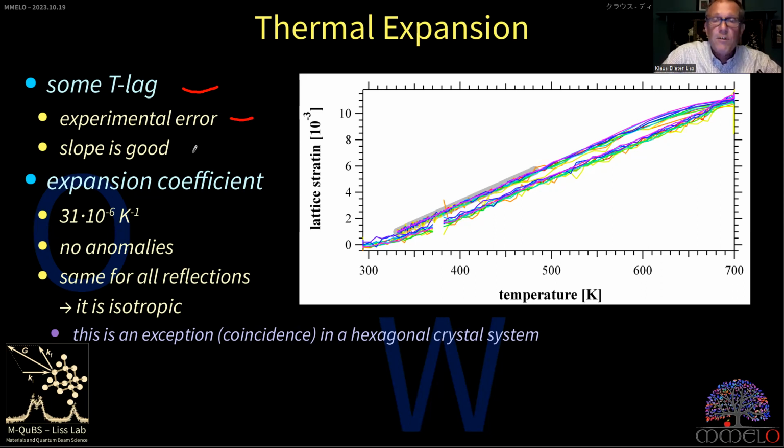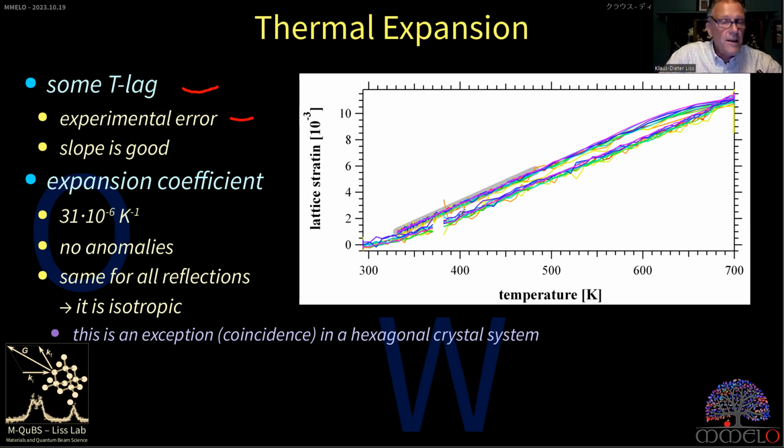But if we look at the slope of this lattice strain, then we see it's all parallel once the temperature is at a constant increasing or decreasing rate. And from there, we can evaluate the slope, which is the expansion coefficient. So the coefficient of thermal expansion evaluates here to 31 times 10 to minus 6 per Kelvin. Particularly, I want to point out, it looks very straight.